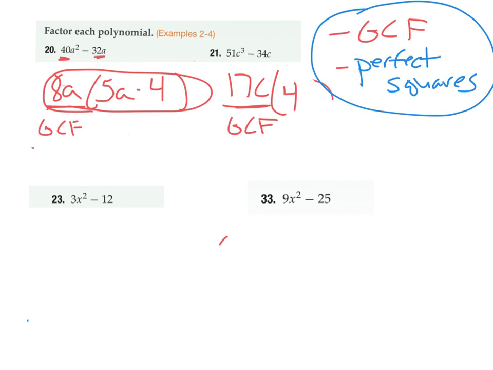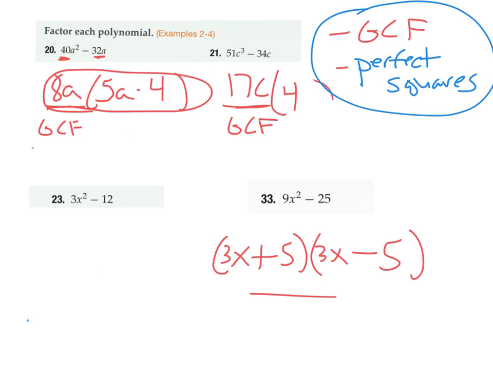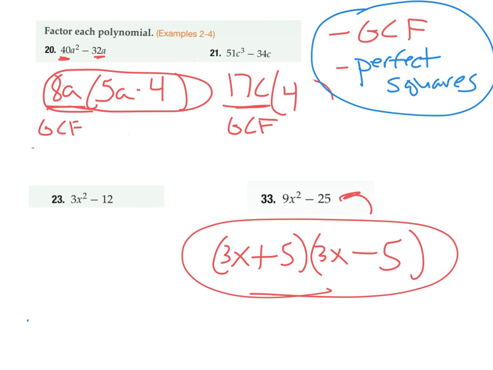And it is. Once you have perfect squares, you create two parentheses, plus, minus. And now you just take the square root of each term. Square root of 9x squared is 3x, and we put it in the first term. And the square root of 25 is 5, and we put that in the second. So this is the factoring of this using the perfect square method.